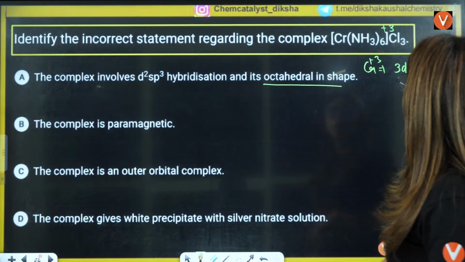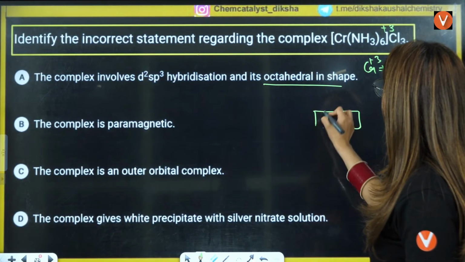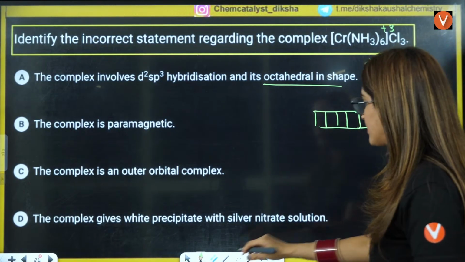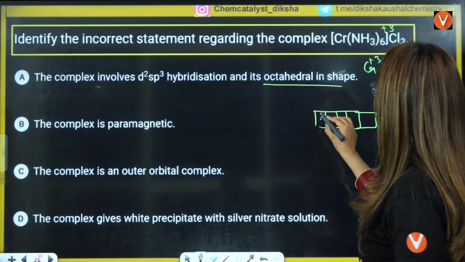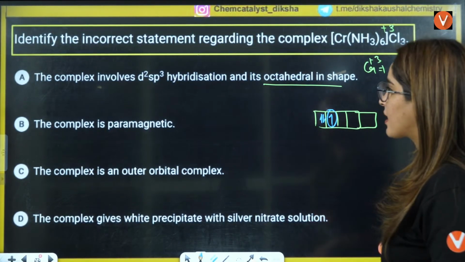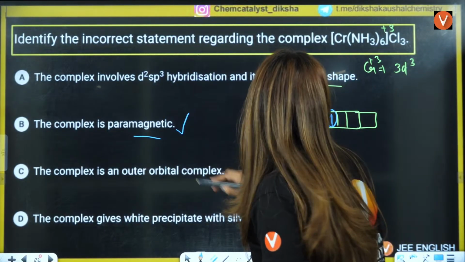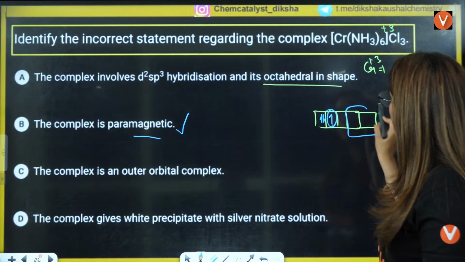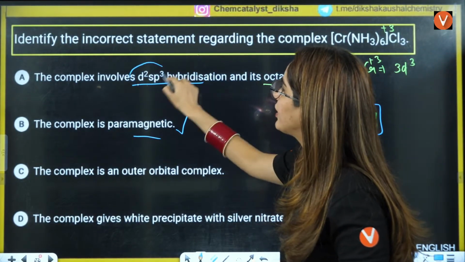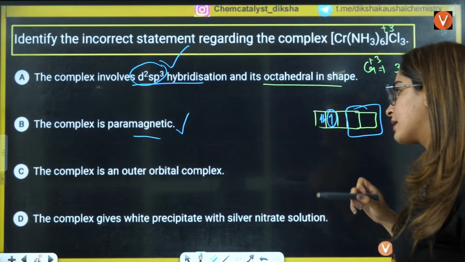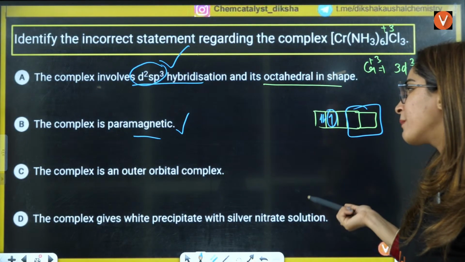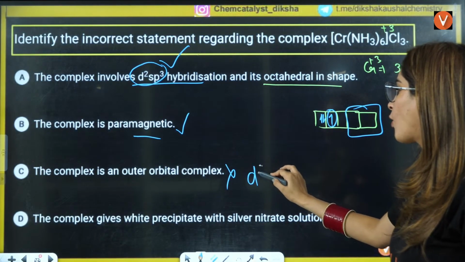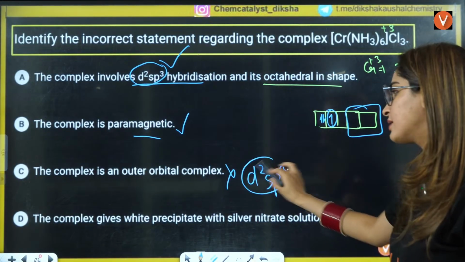Right? So this is a strong field ligand, so it will cause pairing here, right? So it will be 1, 2, 3. Even then it is paramagnetic. So this is paramagnetic. This is d2sp3. Definitely this is, because two d orbitals you have left here. You still have d2sp3, so that is also correct. Outer orbital complex, no. It will be inner orbital, that is d2sp3.